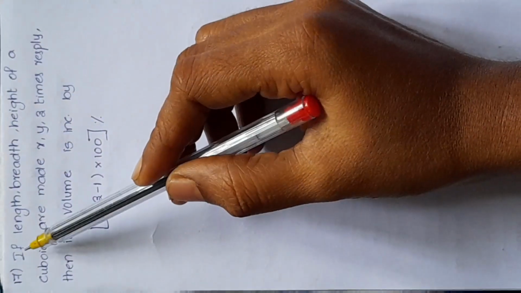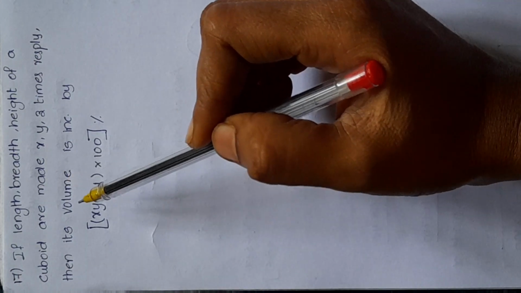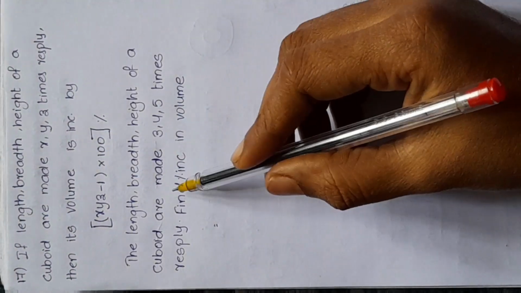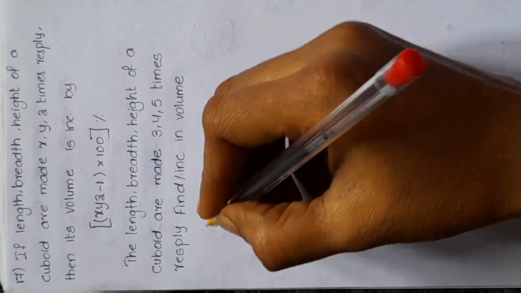Another model of cuboid. If the length, breadth and height of a cuboid are made x, y, z times respectively, then its volume is increased by (xyz − 1) × 100%. The length, breadth and height of a cuboid are made 3, 4, 5 times respectively. Find the percentage increase in the volume.